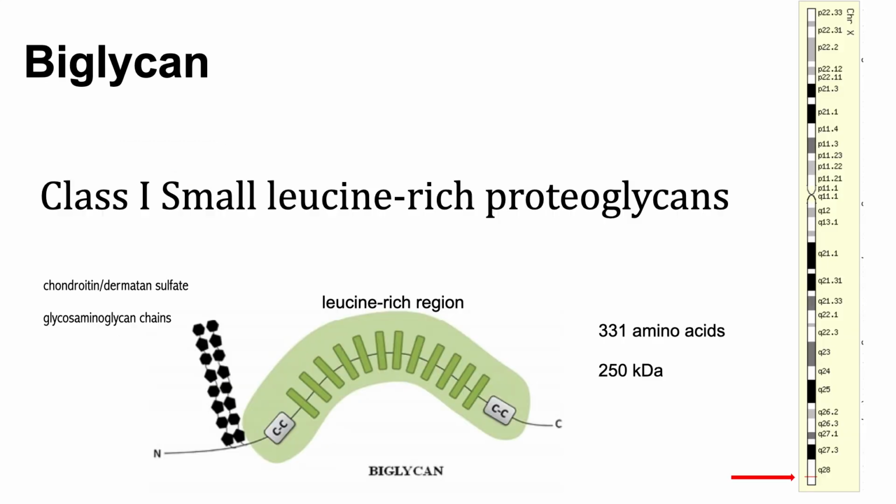treatment. Biglycan is a class 1 small leucine-rich proteoglycan. Its gene has been mapped to chromosome 10. Biglycan is characterized by a protein core with leucine-rich repeats and is composed of 331 amino acids. When fully glycosylated, the molecular weight of biglycan is up to 250 kilodalton due to the presence of 2 chondroitin or dermatan sulfate glycosaminoglycan chains, covalently attached to the N-terminal region.